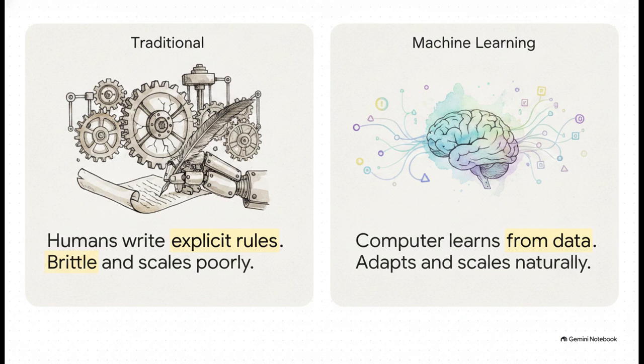Traditionally, a human developer sits down and manually encodes explicit logic. We write the rules, right? But those rules can be incredibly brittle. The second you hit some weird, unexpected edge case, the whole system breaks and it scales horribly as complexity ramps up. Machine learning completely flips the script.